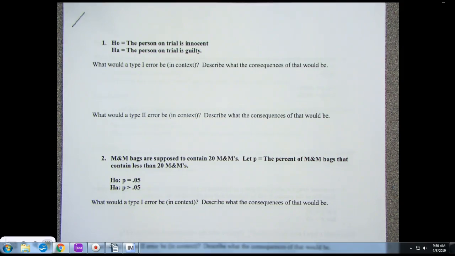And this might help you over here. So if I ever reject H0, the only possible type error is a type 1. And if I ever fail to reject H0, the only possible type error is a type 2.